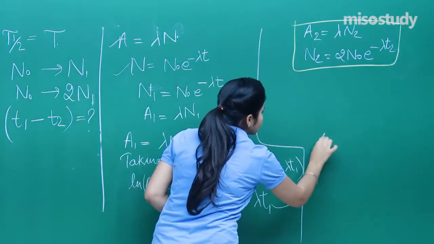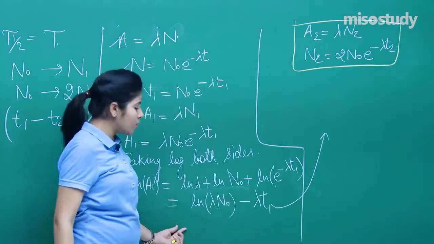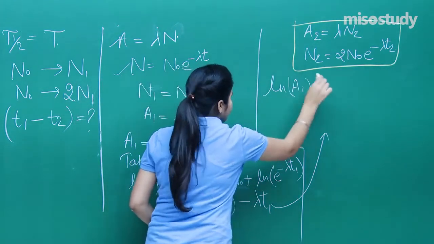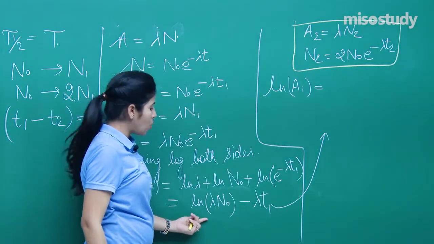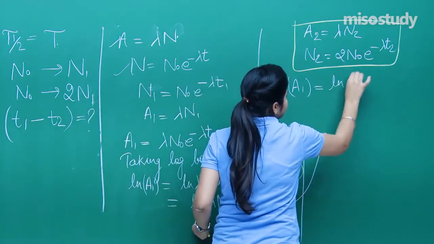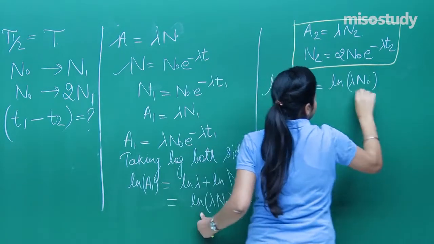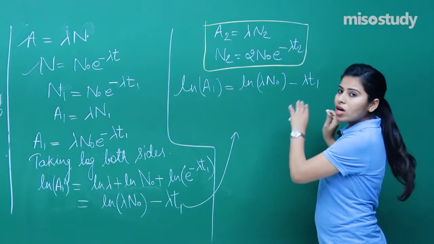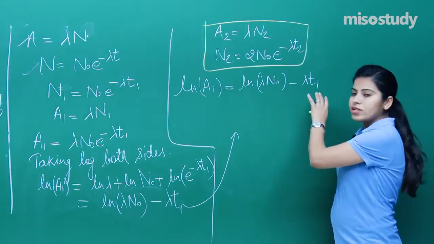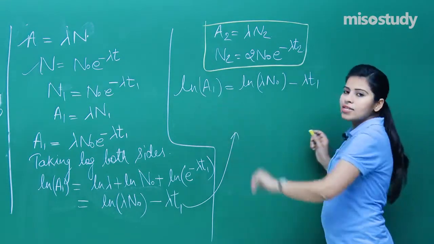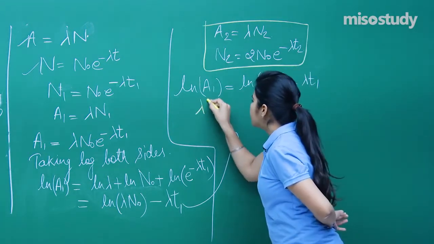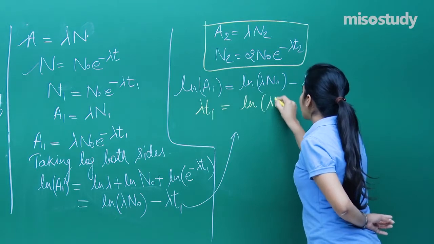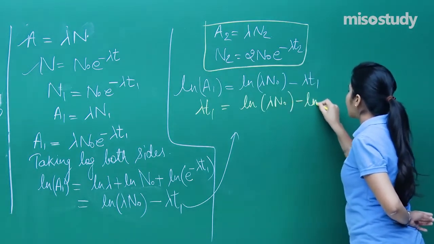So after that, your step for this question will be log A1 equals log λN0 minus λt1. Because I have to find out the value of t1, I will take this value to that side. That means λt1 will be equal to log λN0 minus log A1.